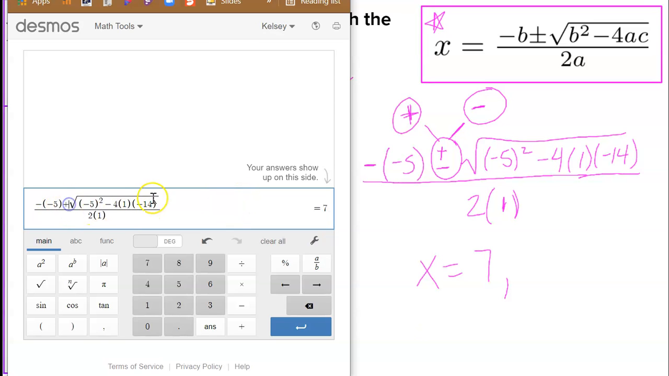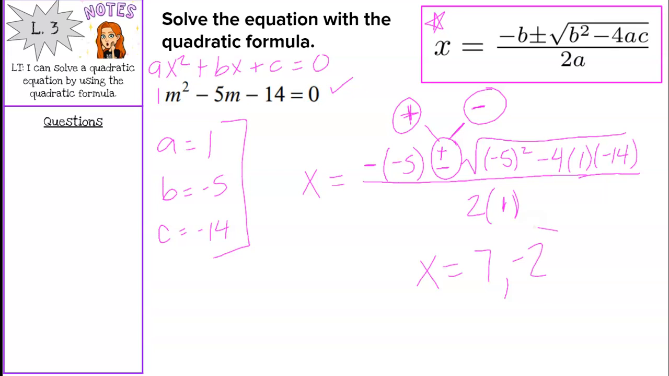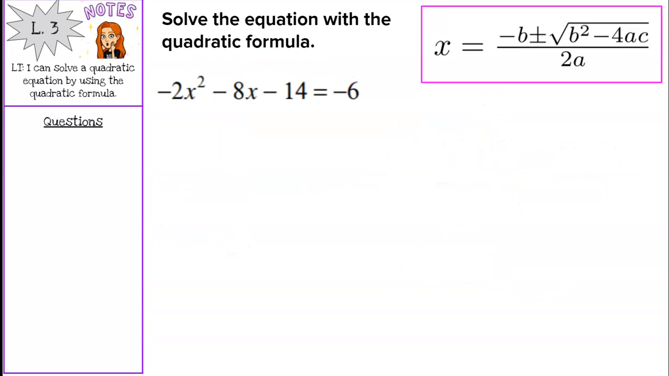So I'm going to go up here, edit that plus to a minus, and then right away I get my second answer, which is negative 2. All right, let's do another example.